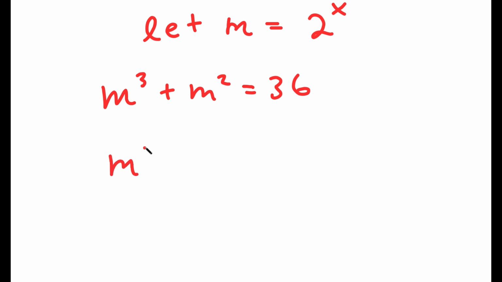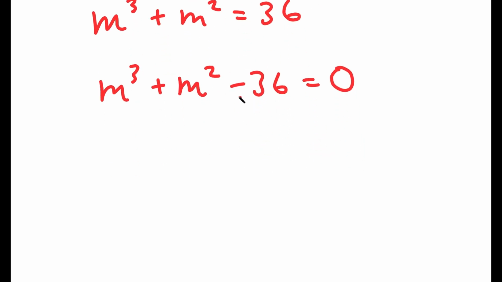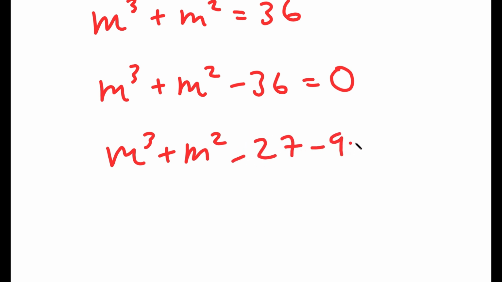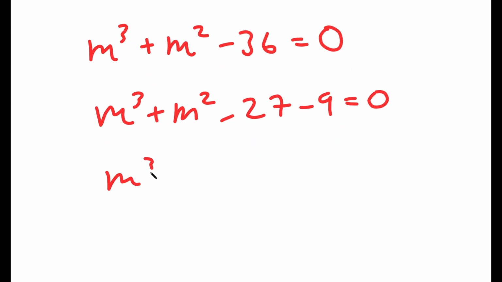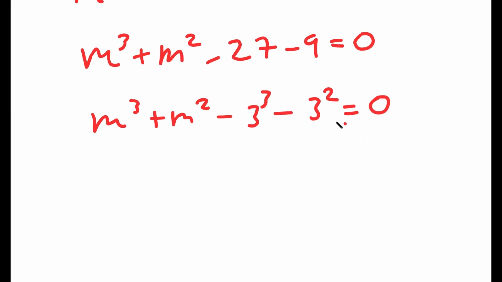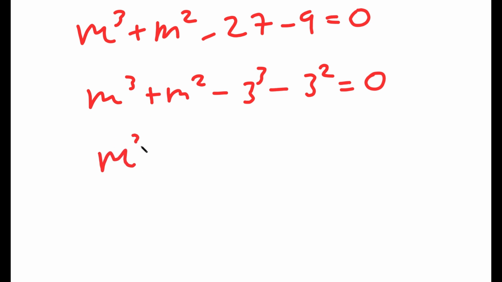Now, after subtracting 36 on both sides, I have m to the power of 3 plus m squared minus 36 is equal to 0. So we have a nice little equation here. And to solve this, I'm going to rewrite negative 36 as negative 27 minus 9. So now I have m to the power of 3 plus m squared minus 27, I'm going to rewrite as 3 to the power of 3, and 9 I'm going to rewrite as 3 squared. Now after rearranging this, I get m to the power of 3 minus 3 to the power of 3 plus m squared minus 3 squared is equal to 0.